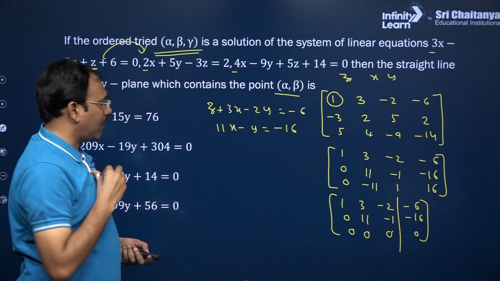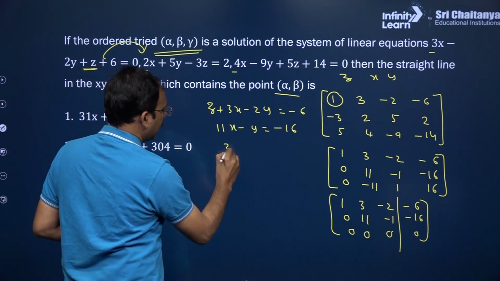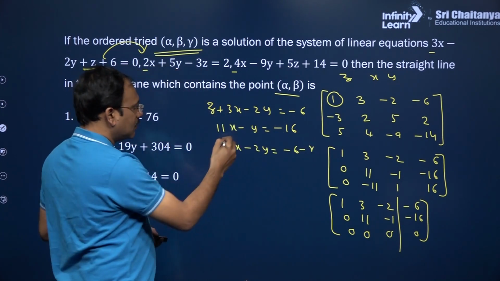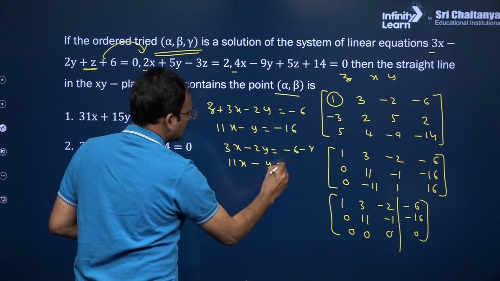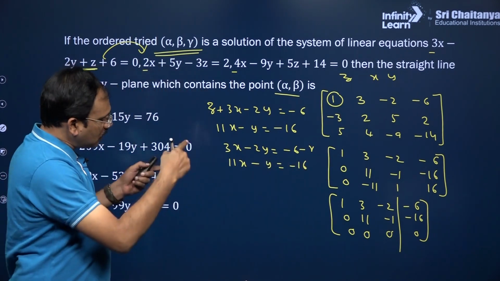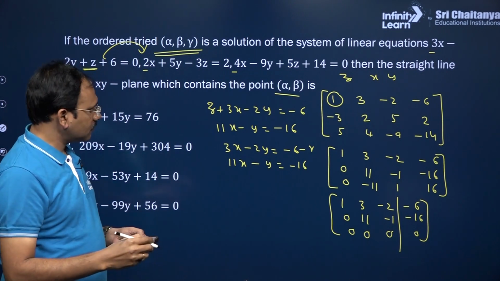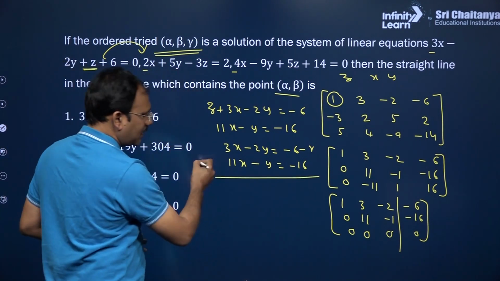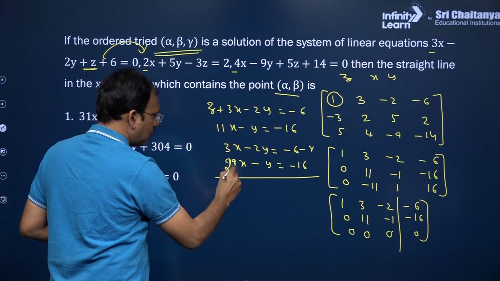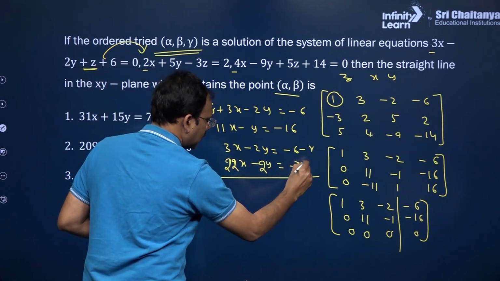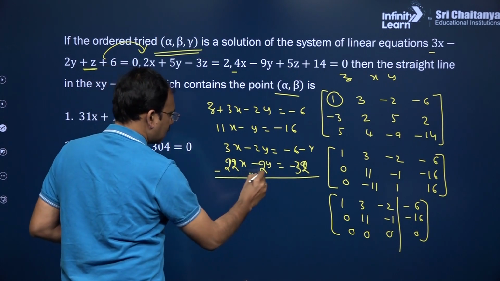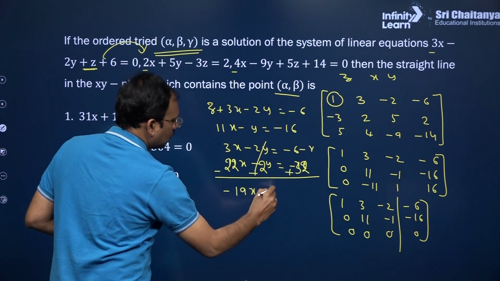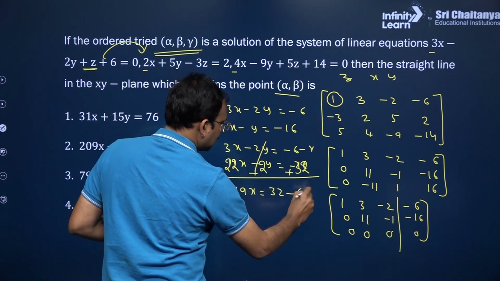Let us suppose z is gamma. So if z is gamma, my dear friends, you will get 3x minus 2y is equal to minus 6 minus gamma. This is going to be 11x minus y is going to be minus 16. Now you solve these two equations for x and y. You try to find x in terms of gamma, y in terms of gamma. So suppose you multiply this with 2, 11 becomes 22, this is 2, this is minus 32, my dear friends. Now you just subtract, so that this becomes minus 19x is equal to 32 minus 6 minus gamma.